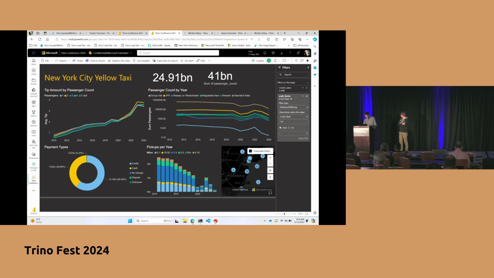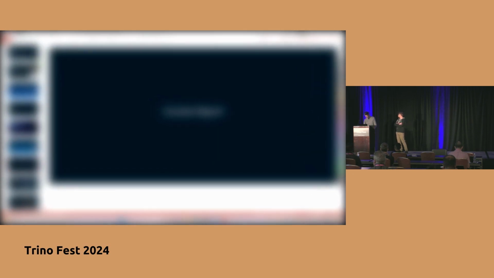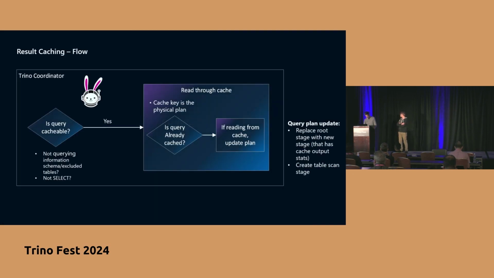So let's get back to the presentation. Okay, so some details about this. What is the flow? Is the query cacheable? Is it not querying information schema or excluded tables? And make sure it is a select or execute query.